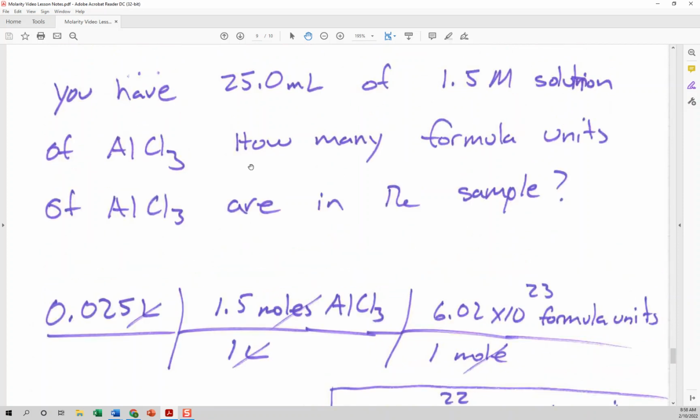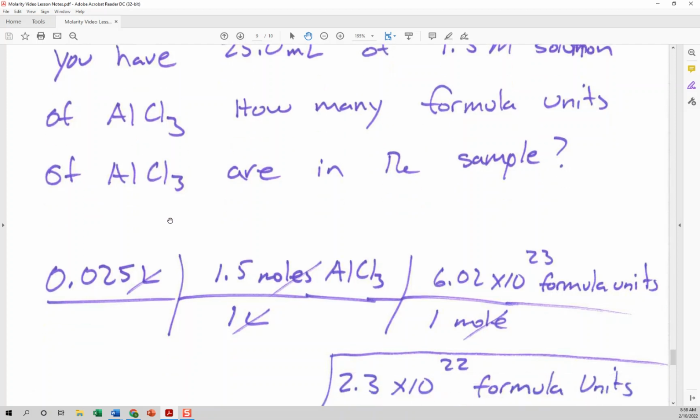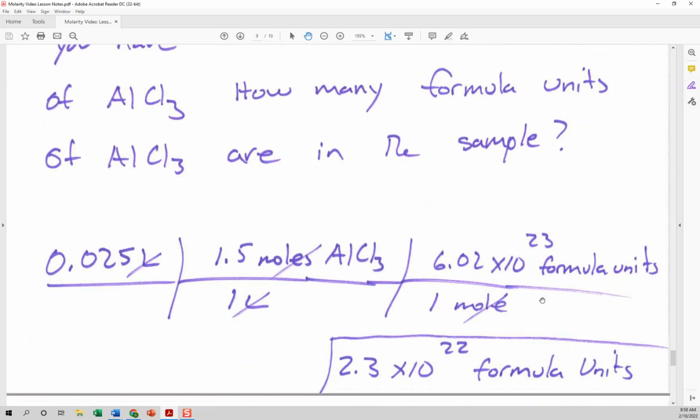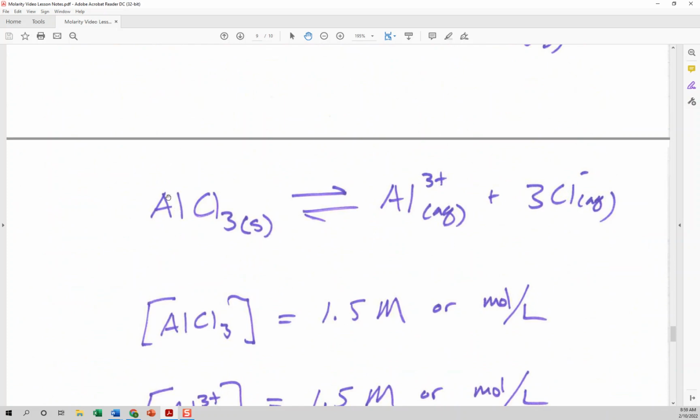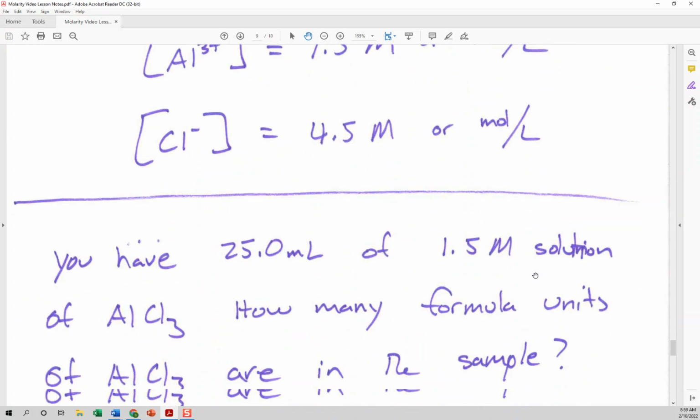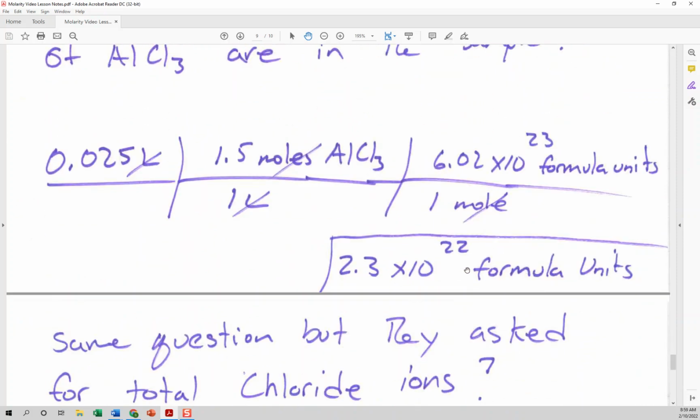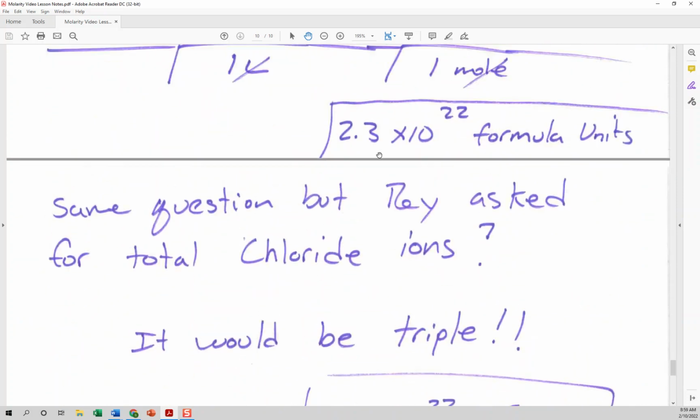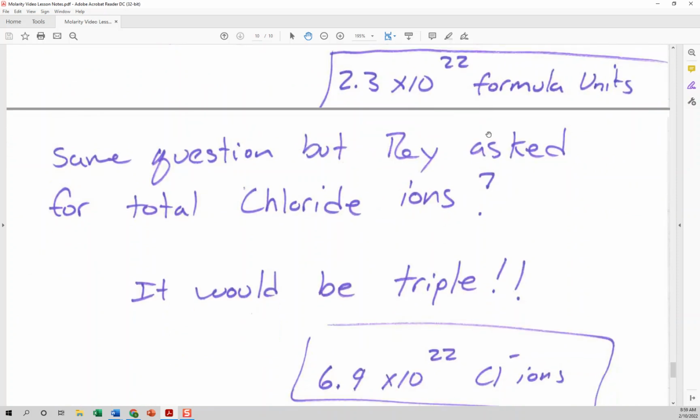But what if it was the same question, like it was given the same thing, but instead of how many formula units of aluminum chloride, they asked how many chloride ions are in the solution? Well, one way to think about it is we just calculated formula units, and we should understand that for every 1, if we go back here, for every 1 formula unit of this that's dissolved, there's 3 chloride ions. So really all we have to do is take our answer from this one and triple it, right? So it was 2.3 times 10 to the 22 formula units. So that's 6.9 times 10 to the 22 chloride ions, okay?